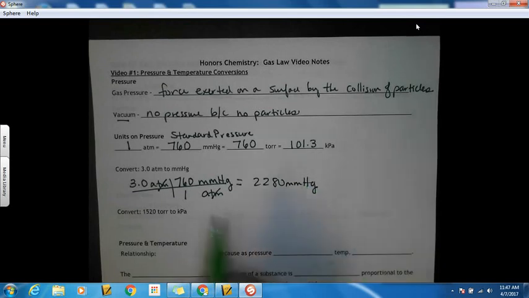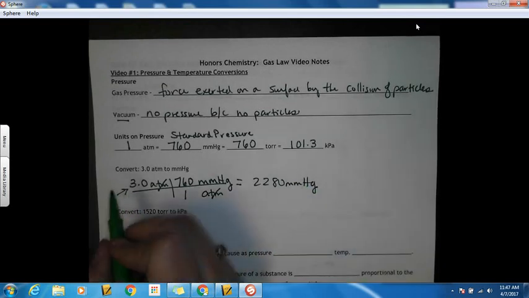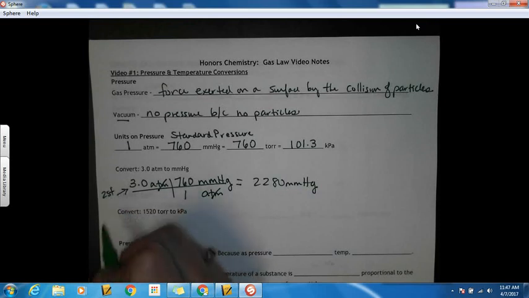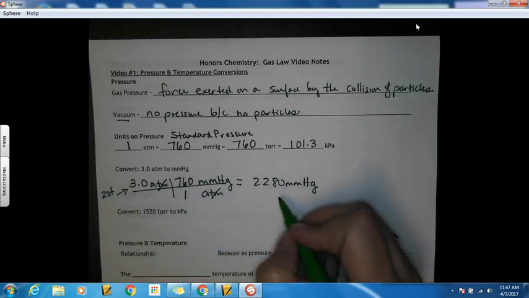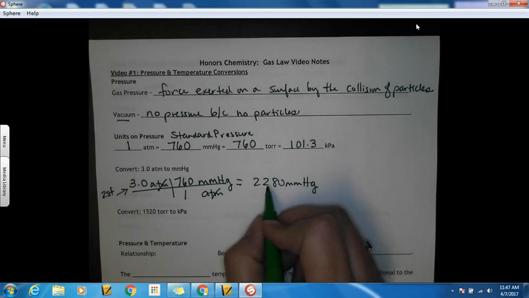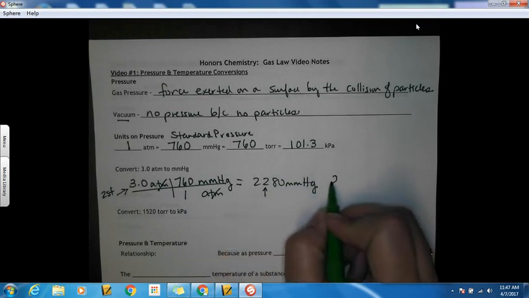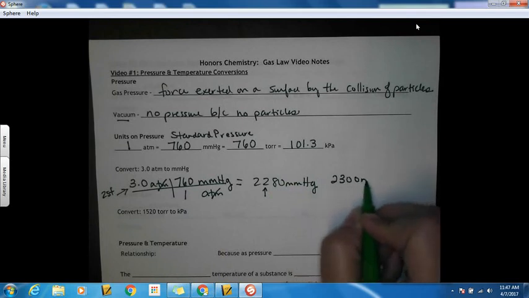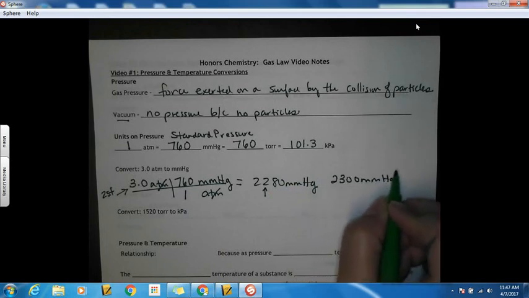Now, like in all of our problems, we have to consider our significant figures. This has 2 significant figures, and so we must round our answer to 2. So this is 1, 2, and we look next door. Can we round it up? Yes, and so that becomes 2300 millimeters of mercury.